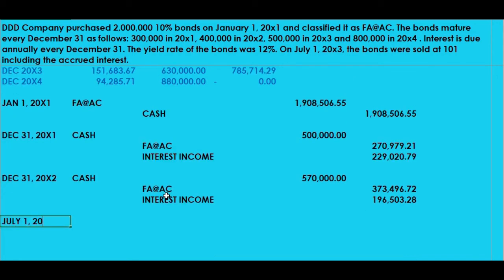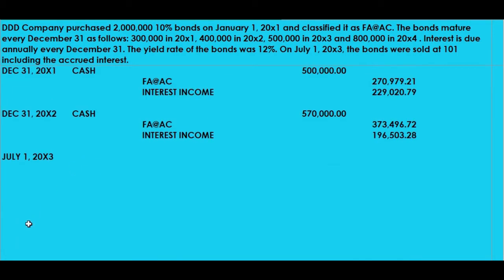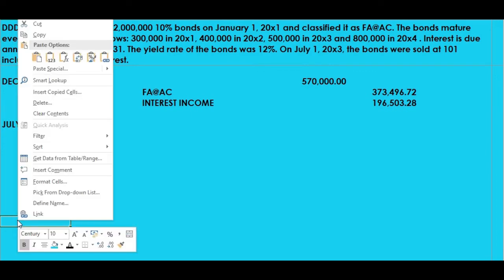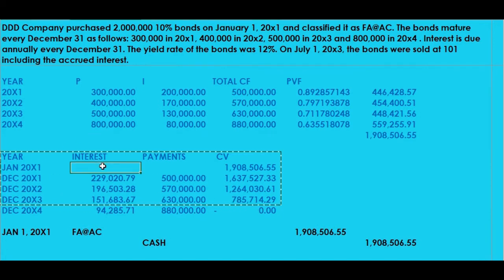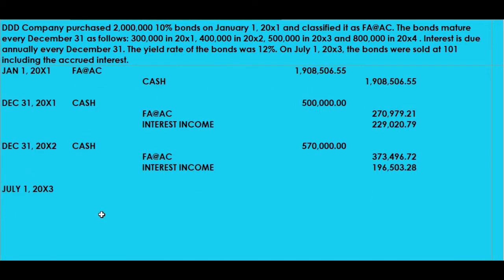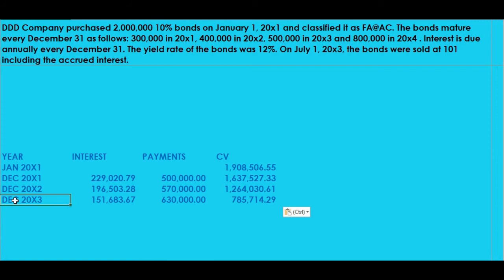So, July 1, 20x3. Pero bago natin gawin yung entry ng July 1, 20x3, kopyahin muna natin yung amortization natin at gagawa tayo ng partial amortization. Mali yung kopya. Okay, so, anyway, kopyahin ko lang. Okay, so, gagawa tayo ng partial amortization hanggang July 20x3, which is basically, kung July 1 yon hanggang June lang talaga. Kasi wala namang nangyari ng July 1 kasi beginning of the month pa lang yan.